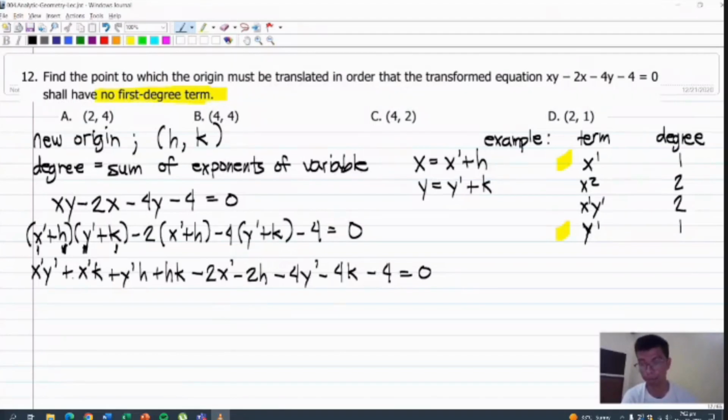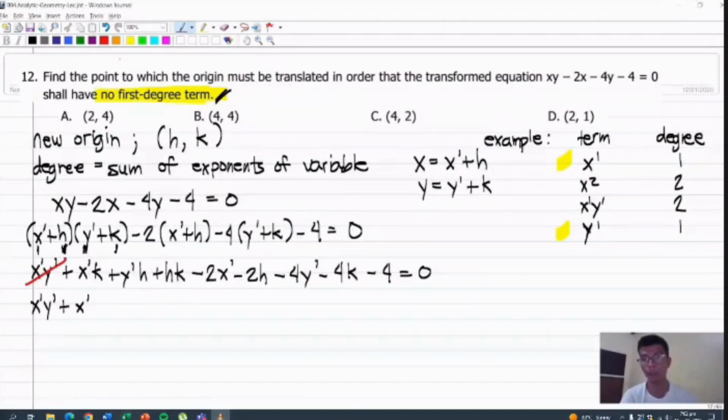So, dito, si x prime and y prime, ano ang degree na to? Diba, ang degree niyan is 2. So, pwede natin siyang panatilihin. Kasi ang degree niya ay 2. Ang kailangan lang nating maalis is yung first degree term. So, next, kung ilalabas natin si x prime, i-cancel na natin. Ibig sabihin, nakopya na natin siya pababa.